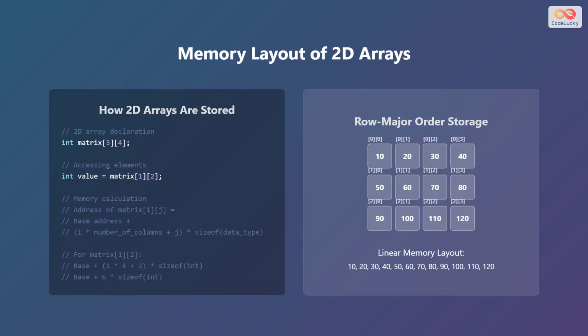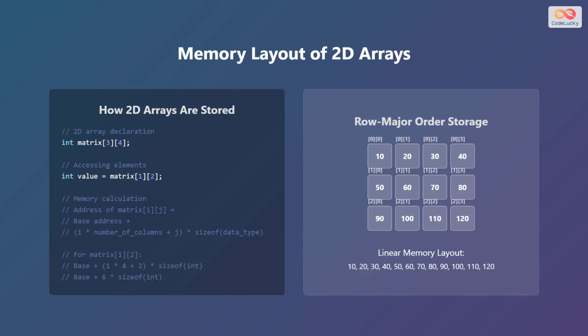Let's discuss the memory layout of 2D arrays and how they are stored in computer memory. When we declare a 2D array, such as int matrix[3][4], the elements are stored in a contiguous block of memory. C++ uses row major order to store 2D arrays, meaning that elements of each row are stored together in memory. To access an element in the array, like int value = matrix[1][2], the compiler calculates the memory address of that element based on the base address of the array, the row and column indices, and the size of the data type.